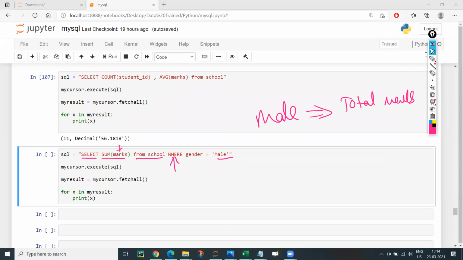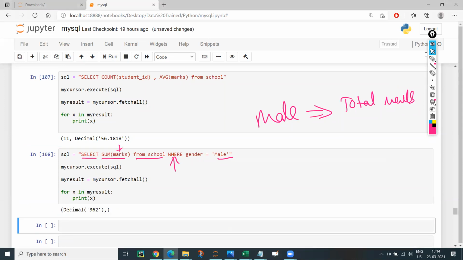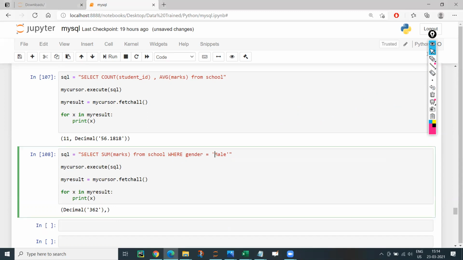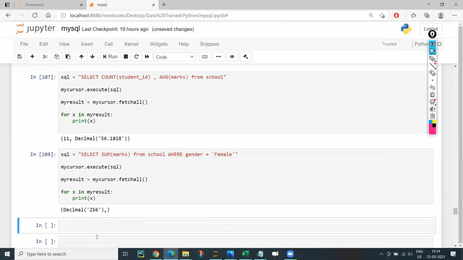All right, let's execute this. So the total is basically 362. If I want to filter based on the other gender, I can just change it to female. All right, let's execute this. Female total marks are going to be 256.